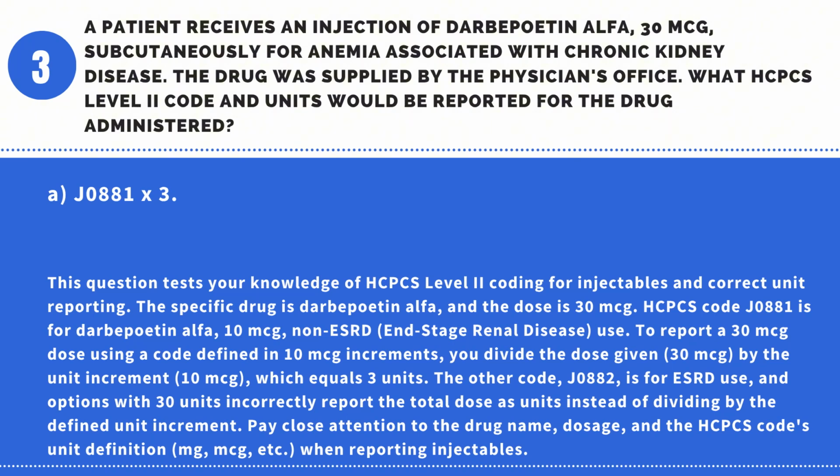The other code, J0882, is for ESRD use, and options with 30 units incorrectly report the total dose as units instead of dividing by the defined unit increment. Pay close attention to the drug name, dosage, and the HCPCS code's unit definition, mg, mcg, etc., when reporting injectables.